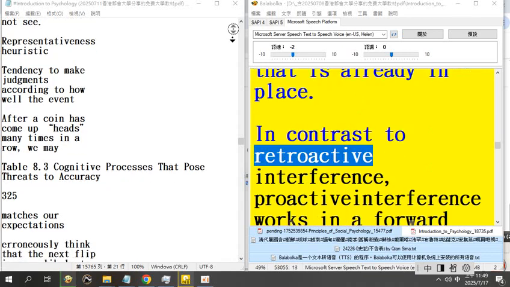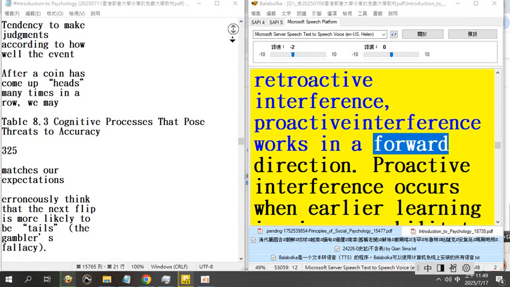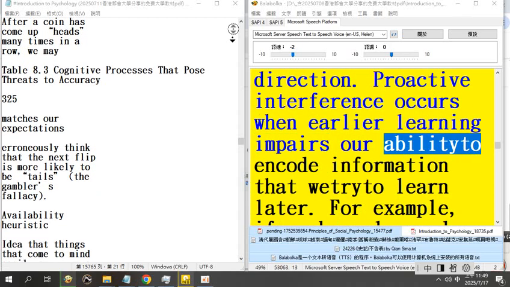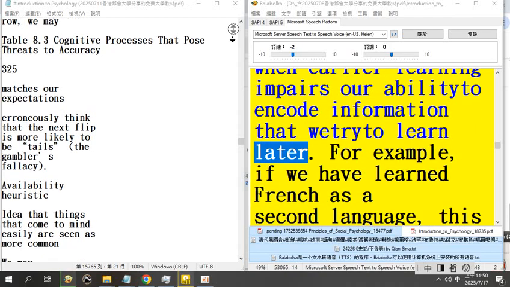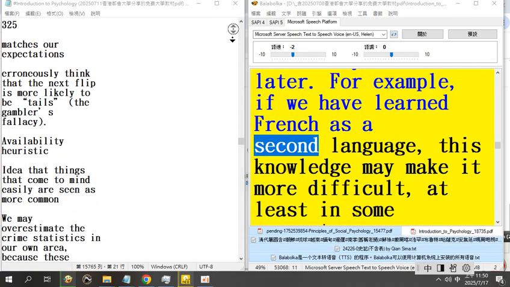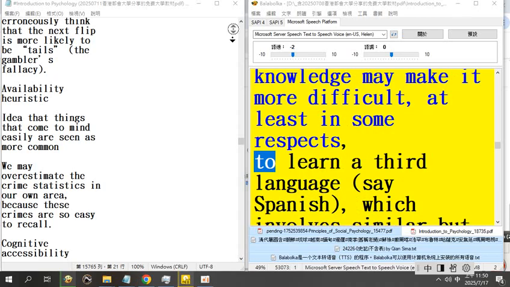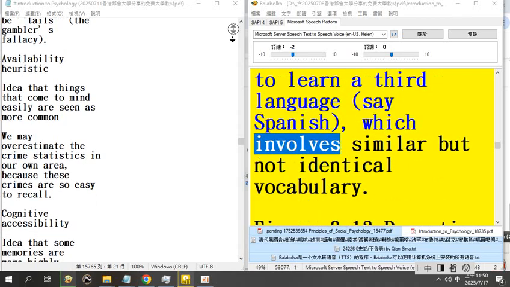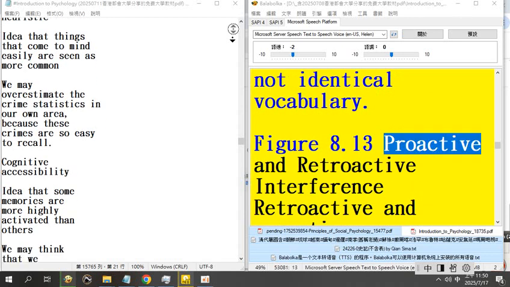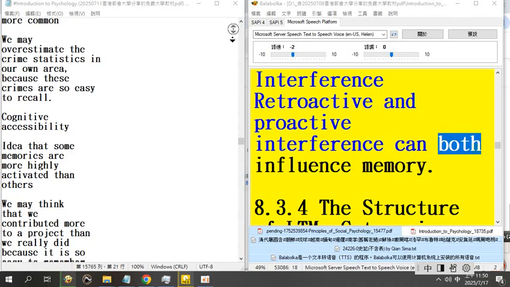In contrast to retroactive interference, proactive interference works in a forward direction. Proactive interference occurs when earlier learning impairs our ability to encode information that we try to learn later. For example, if we have learned French as a second language, this knowledge may make it more difficult, at least in some respects, to learn a third language, say Spanish, which involves similar but not identical vocabulary. Figure 8.13 Proactive and retroactive interference. Retroactive and proactive interference can both influence memory.